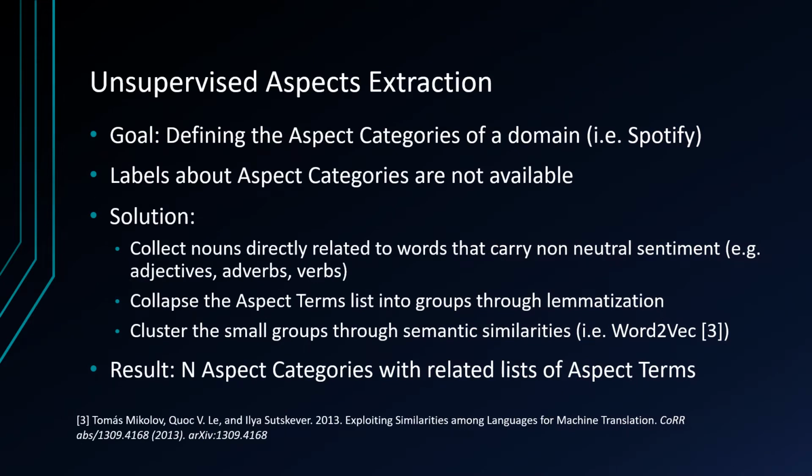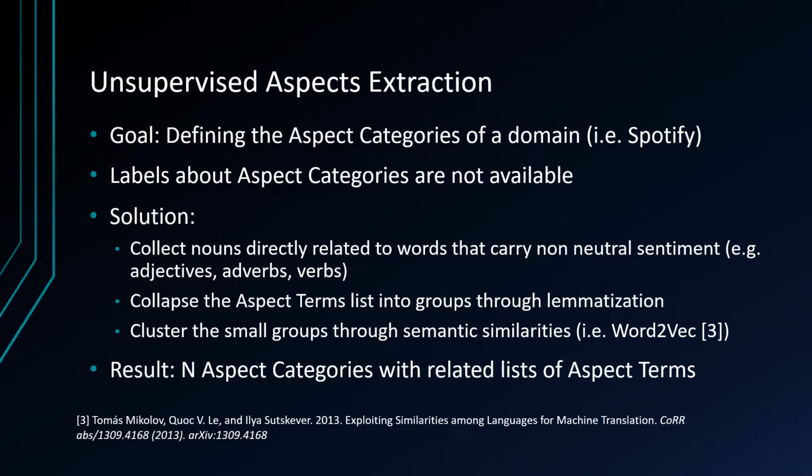The proposed solution implements an unsupervised method to extract and define aspect categories of a domain. In this case, it overlaps with the Spotify one. The unsupervised approach is mandatory since no labels about aspect categories enrich the presented dataset. The logic behind the functioning of our algorithm consists of three steps.